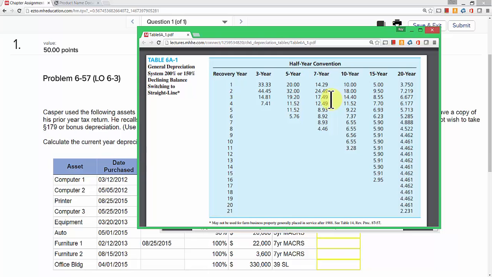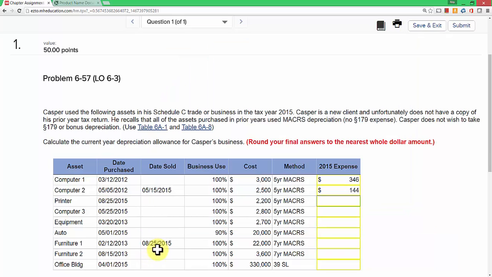So 17.49% is the depreciation we would take here. 0.1749. So when you multiply it out, I think you get a number you have to round. 629.94. And we all know 50 cents and up we round to the next dollar. And below 50 cents we just chop off the cents. So 630 is our depreciation for this furniture number 2.